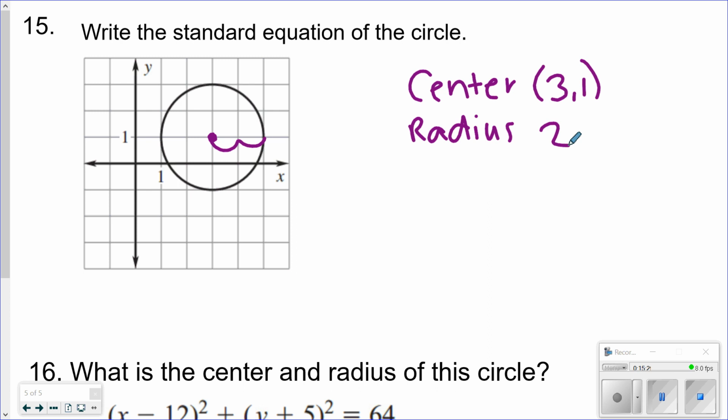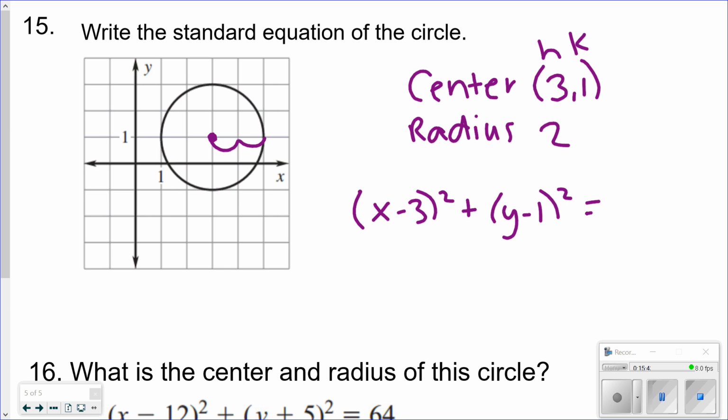So now I have everything I need. This would be h, this is k. So my equation of the circle is x minus 3 squared plus y minus 1 squared is equal to the radius squared, which is 4.